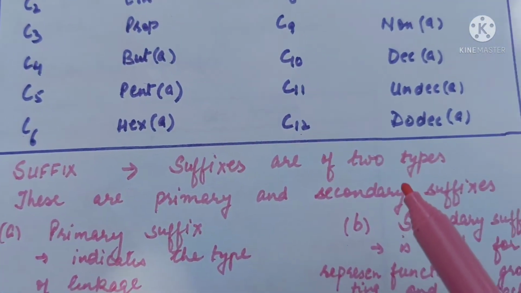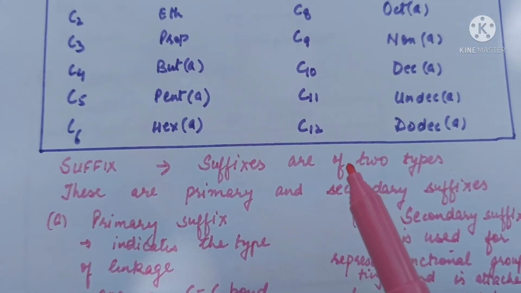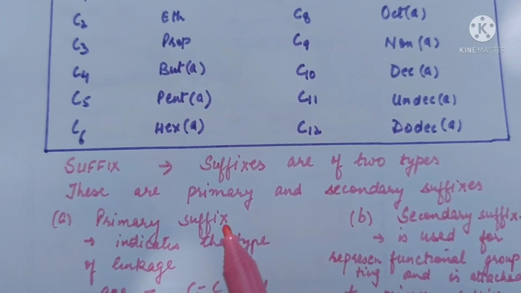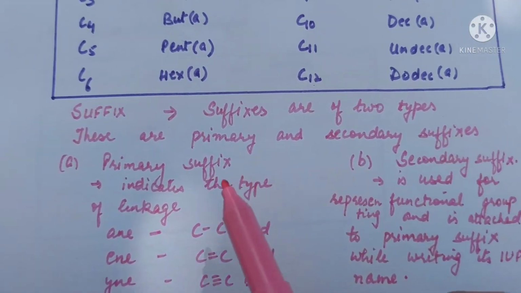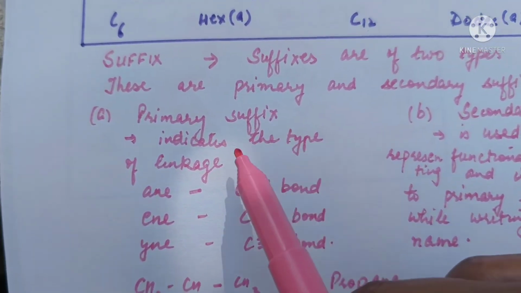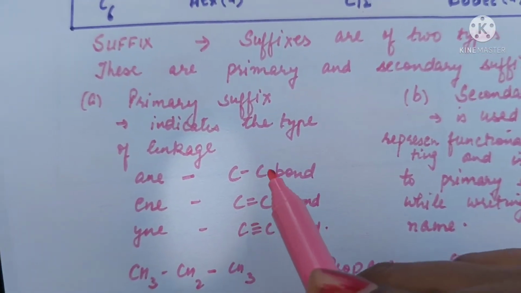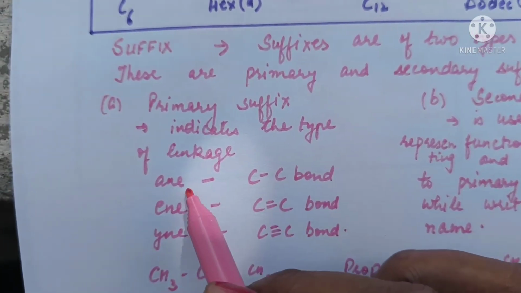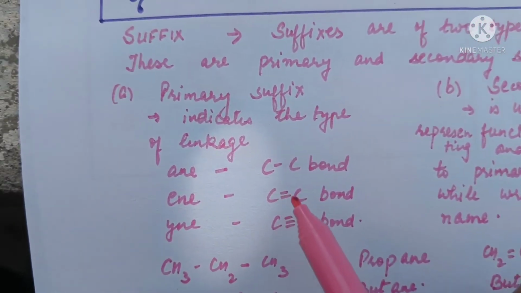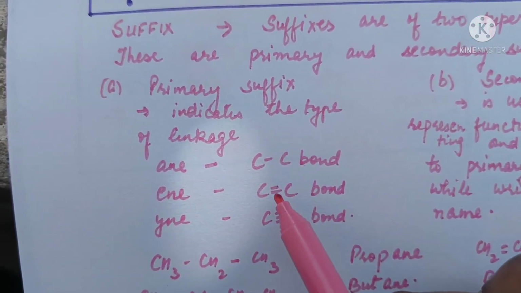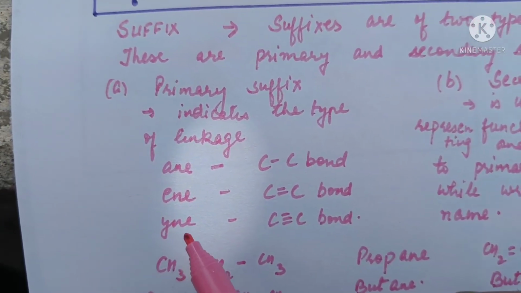Now, suffix. Suffixes are of two types. Suffix is the part of the IUPAC name which is attached after the word root. The two types of suffixes are primary suffix and secondary suffix. Primary suffix indicates the type of linkage. For example, if the compound contains all carbon-carbon single bonds, then the suffix ane is attached to it. This is the primary suffix. A compound containing one double bond will have the suffix ene and one triple bond will have the suffix yne.